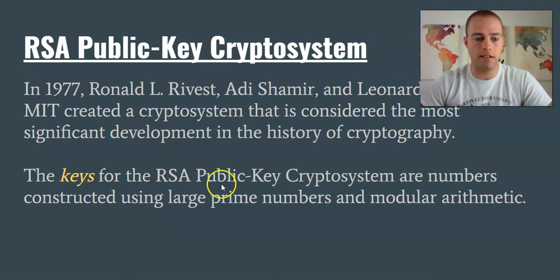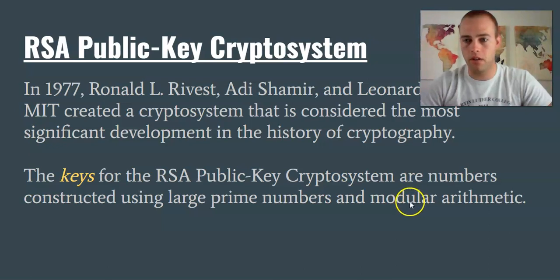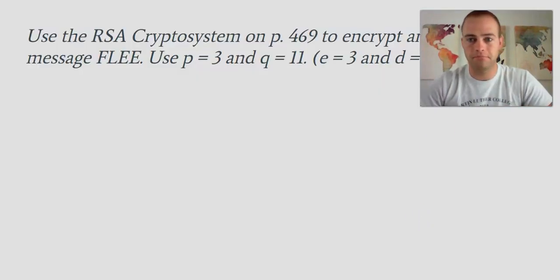The keys for the RSA public key crypto system are numbers constructed using large prime numbers. The larger those prime numbers, the more difficult to crack the system. And modular arithmetic, which we've been learning for the past couple lessons.